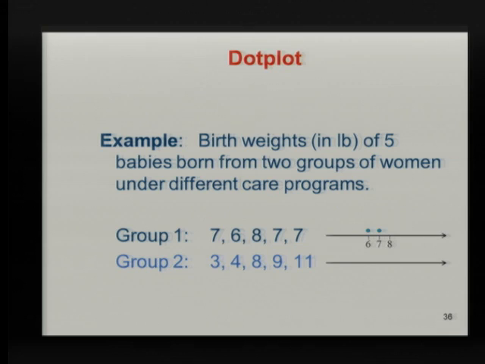So we have 7, we have 6, we have 8, then we have another 7. So if you have another data, you just stack on top of it, all right? And just accumulate these data. And then after you draw the chart, you see the distribution pattern. Right, so that's called a dot plot.